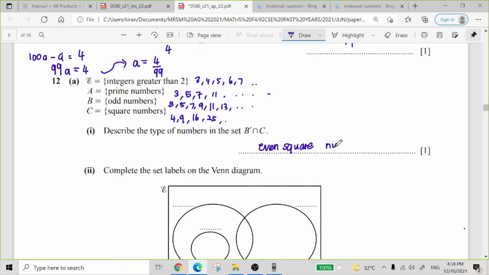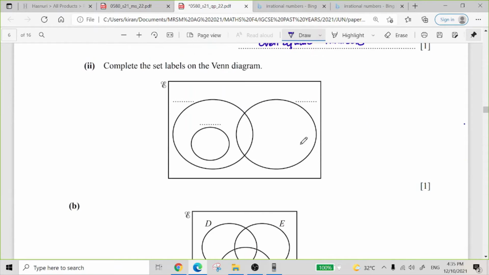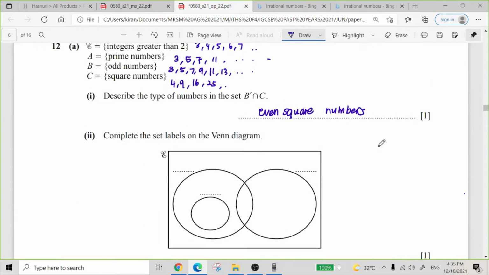Sebab kalau kat sini awak nak cari memang tak ada penghujung dia sebab dia tak bagi until the odd number. So bila B complement ialah odd numbers and then C lah square numbers, so kita akan pilih selain pada B sudah even square numbers.